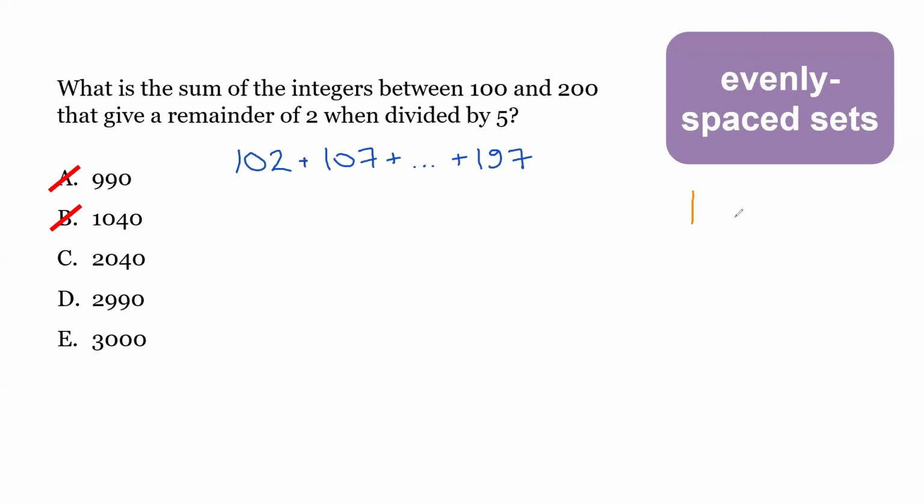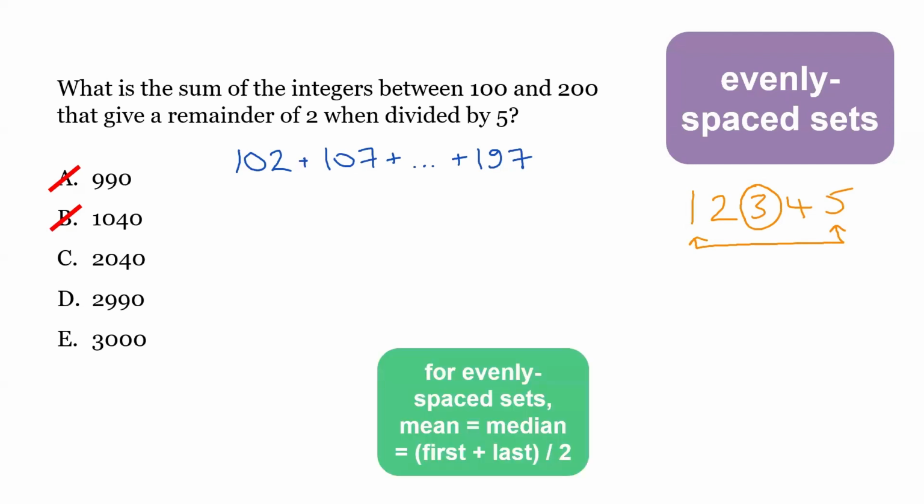If this is new for you, consider the numbers 1, 2, 3, 4, 5. The mean and the median of this set are both 3. Further, note that the mean of the whole set is midway between the outermost numbers, 1 and 5, so that the mean of an evenly spaced set is the first number plus the last number, divided by 2.